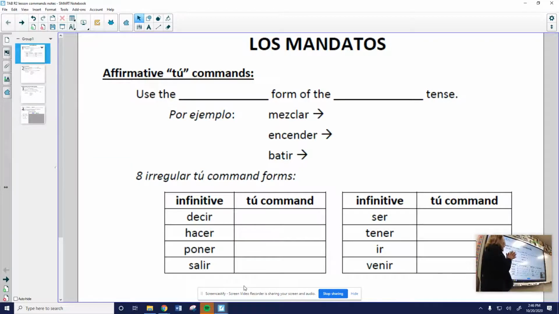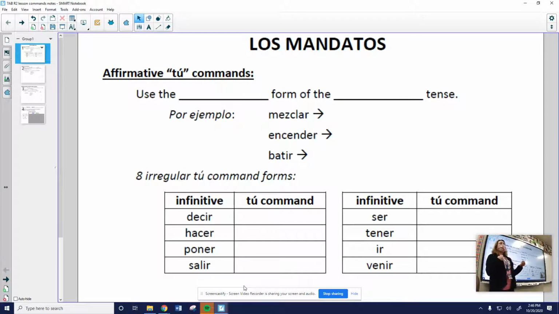Bueno, chicos, hablamos de los mandatos. Los mandatos means commands. Commands. Los mandatos, commands. Like I'm commanding you to do something. In English, when we give a command, usually all we have to do is take off the subject pronoun.